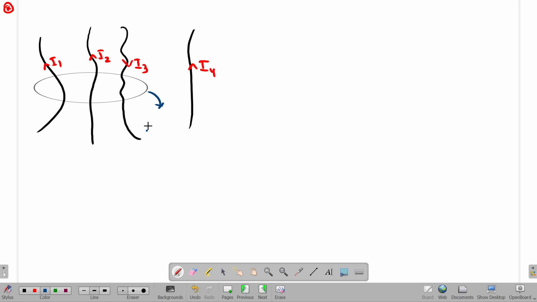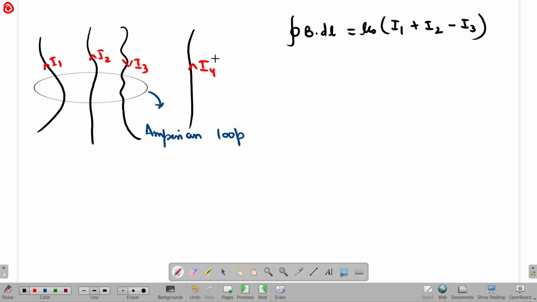And this is called an Amperian loop. Therefore the line integral of B dot dl equals mu naught times the enclosed currents, we know that. So I1 will be positive, I2 will be positive, but I3 negative, and I4 will not be included, because I4 is away. Are you able to get me?